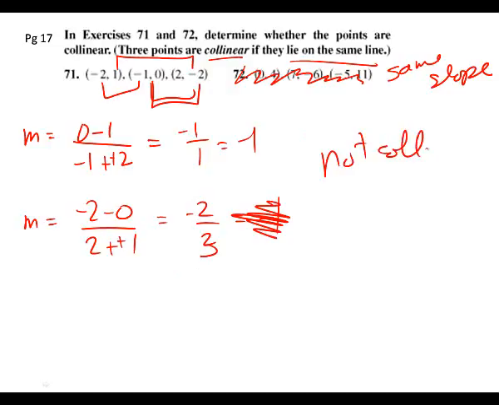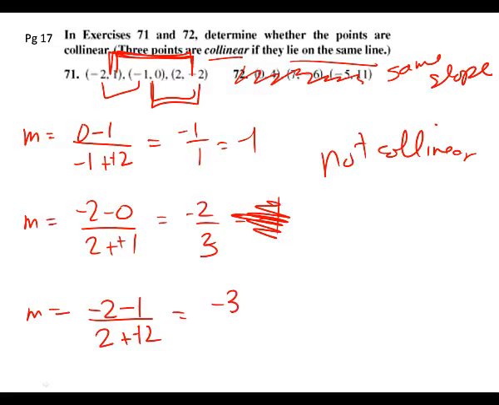Not collinear. Now, if it did work, there's a third hidden pair there that you have to test. Let's just do it to show it, so when we're studying our homework we know to do it. Negative 2 minus 1 over 2 minus negative 2. So negative 3 over 4, so definitely not collinear, right? Because all the slopes are different. All right.